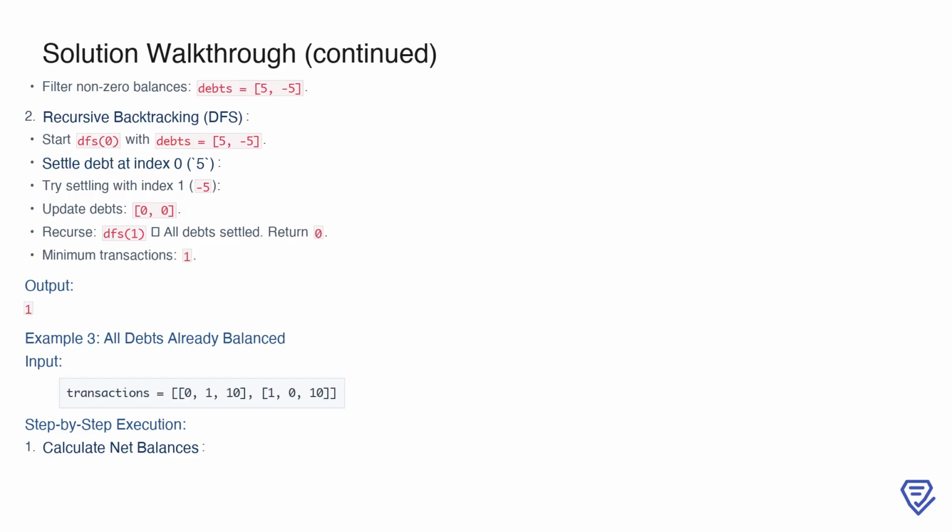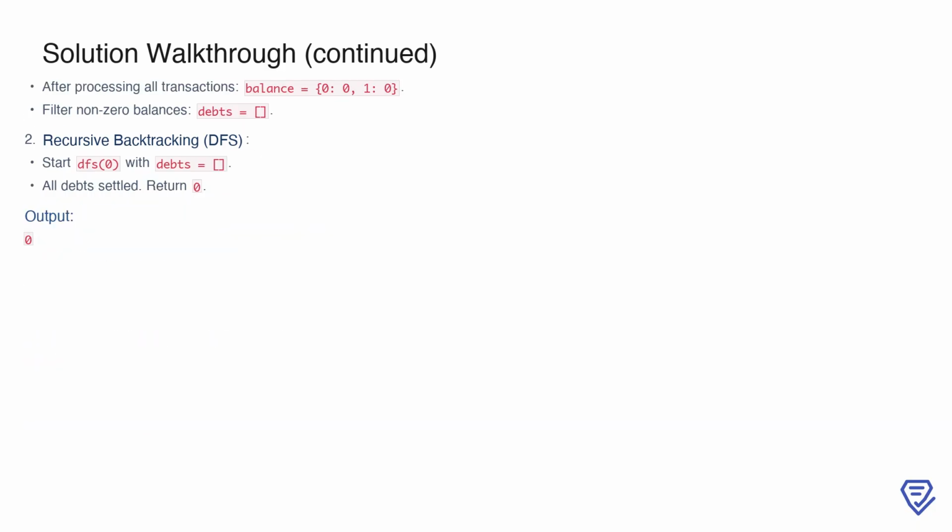Finally, we consider a scenario where all debts are already balanced. In the input transactions equals [[0, 1, 10], [1, 0, 10]], person 0 initially owes $10 to person 1, but the second transaction cancels this out by having person 1 repay $10 to person 0. After processing both transactions, the balance dictionary becomes {0: 0, 1: 0}.